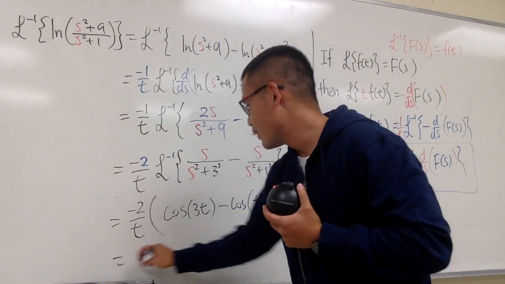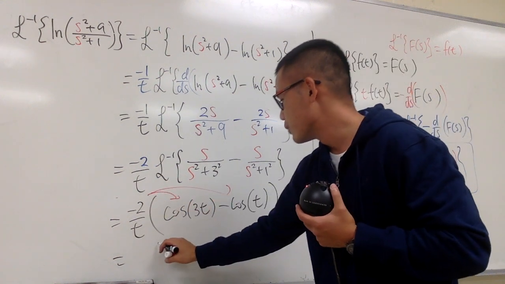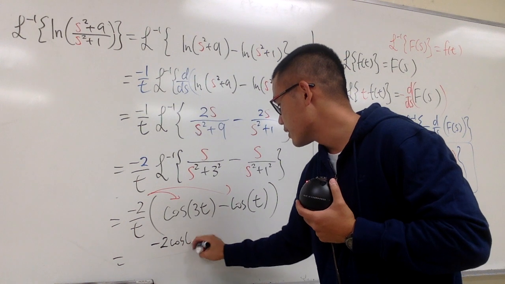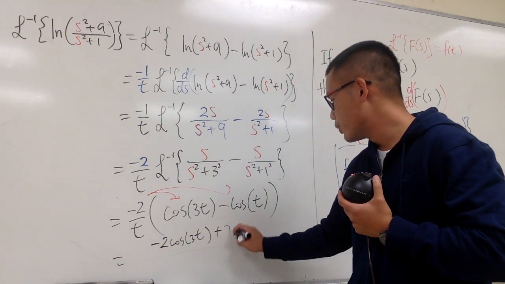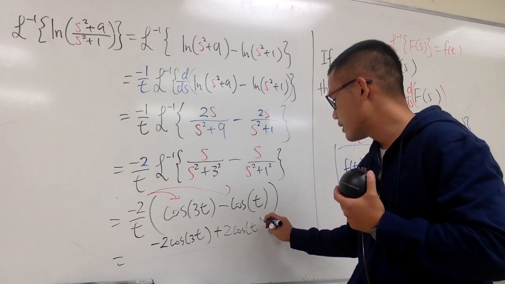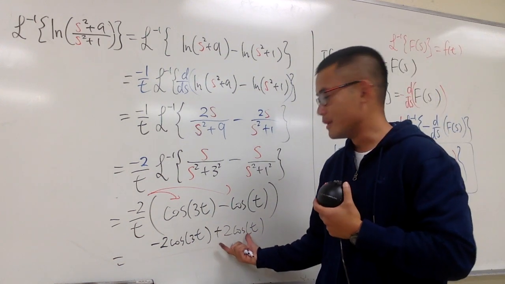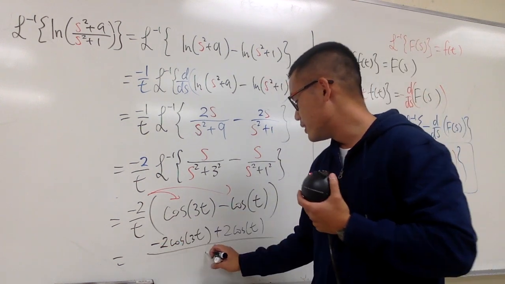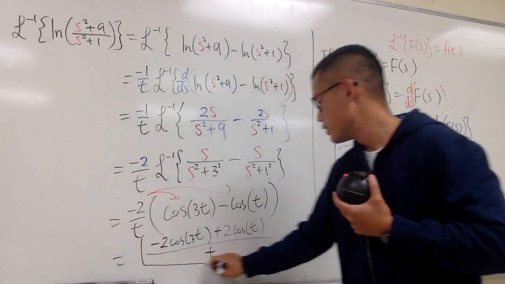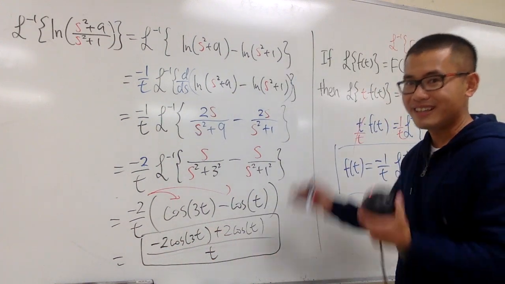Well, if you would like, go ahead, distribute. Let's put on the top first, which is negative 2 cosine 3t, and then this is going to be plus 2 cosine t, like that. And I think the answer in the back of the book, they put on the positive term first. Doesn't really matter, right? And then over t, like that. And you know what I'm going to say. That's it.